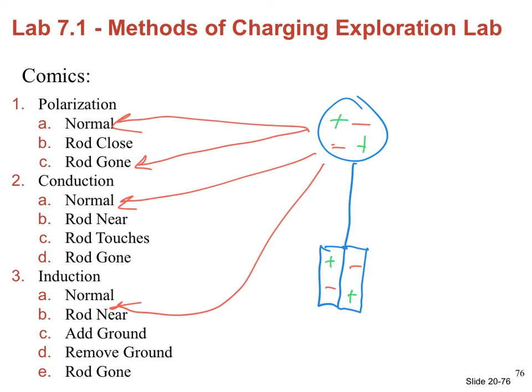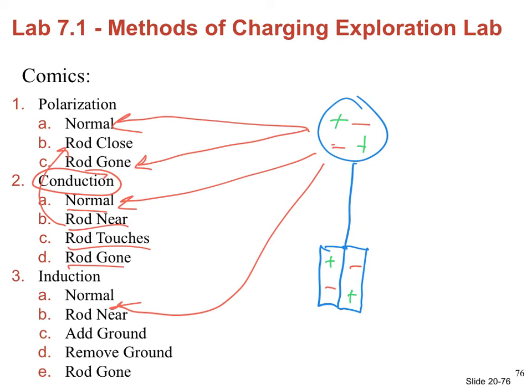So you draw the rod coming close and what's happening to the positive and negative charges. And then when it leaves again. For conduction, which is the charge by touching, I want to see the normal state. What happens when the rod gets near, aka polarization. The rod touches, and that's where that transfer of electrons happens, and then the rod's gone. So what's it like in its final state with its charge.